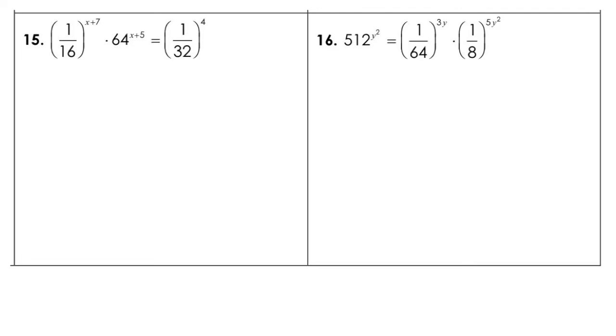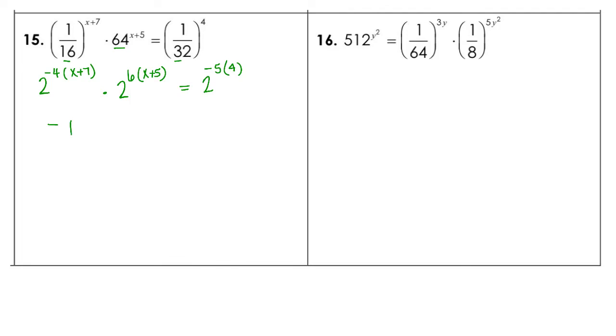Continuing on, for 16, 1 over 16, we know 16, 64, and 32 are all 2 to some power. So to flip this over, that's going to be 2 to the negative 4. Then that's going to be times x plus 7. Times 2 to the 6th is 64. And we still have our x plus 5. Equals, and then 2 to the negative 5. That's 1 over 32 raised to the 4th.